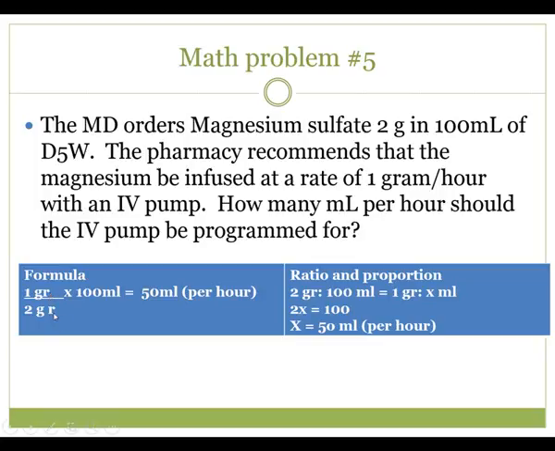2 grams is our available dose. 100 mils is the volume that our available dose is in. So when you do that math, it comes out to 50 mils an hour.